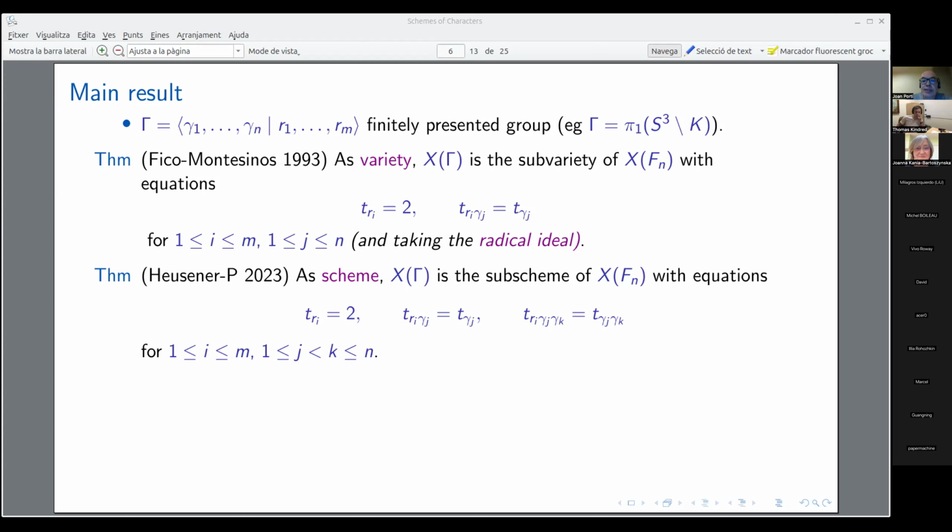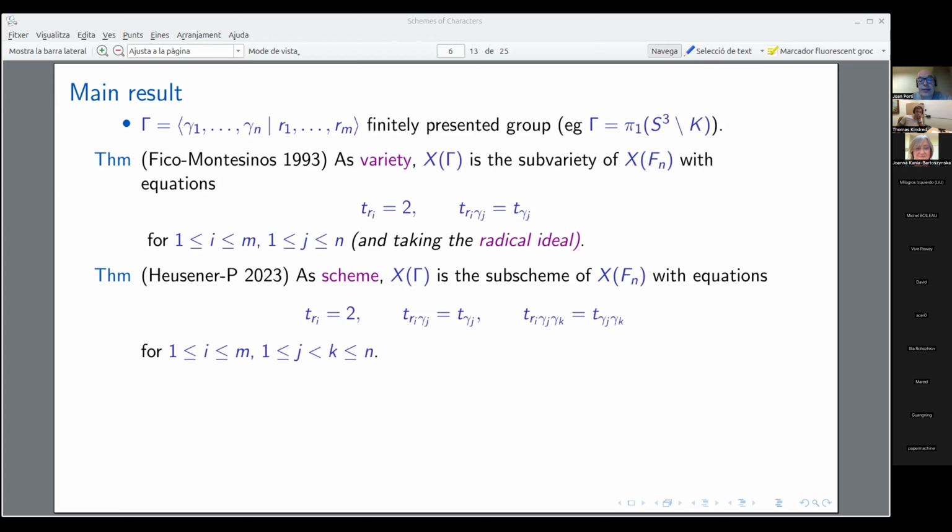So we were using the same relations as Fricke and Montesinos, but we need to add one more family of relations. So instead of taking the test of the relation times a generator equals the generator, we had to take couples of generators. In fact, you can take one less than the other and impose these equations. With these famous equations, we know how to compute the variety, the scheme of characters, and we get the multiple points and so on.